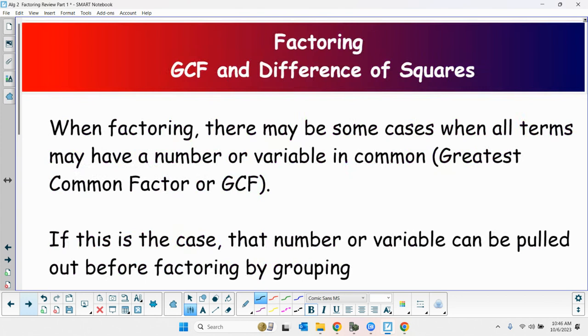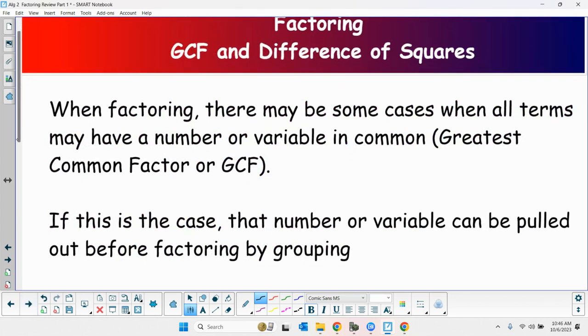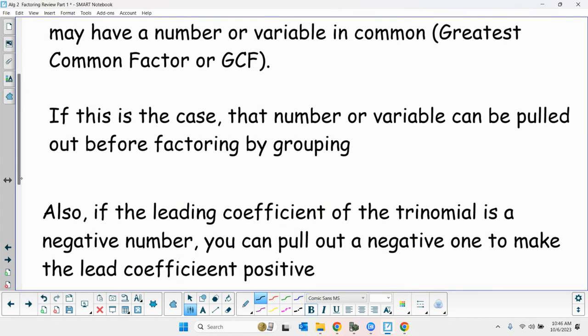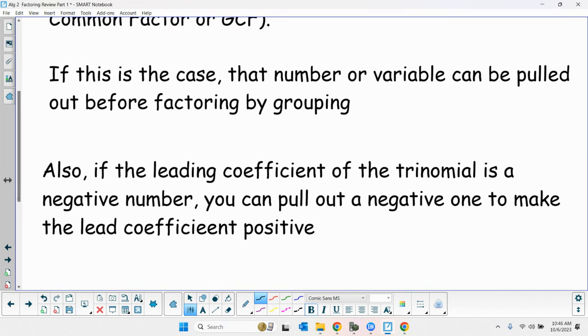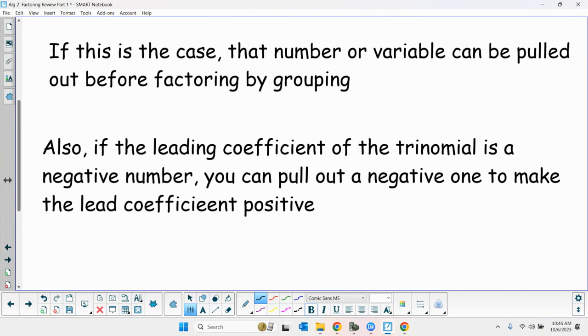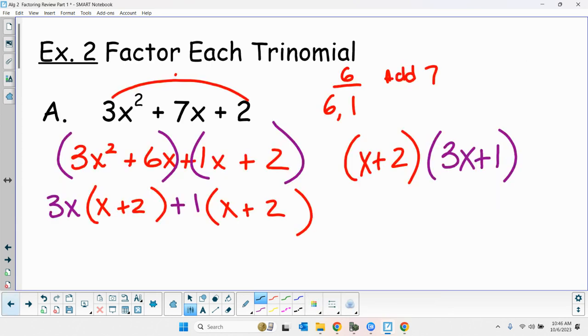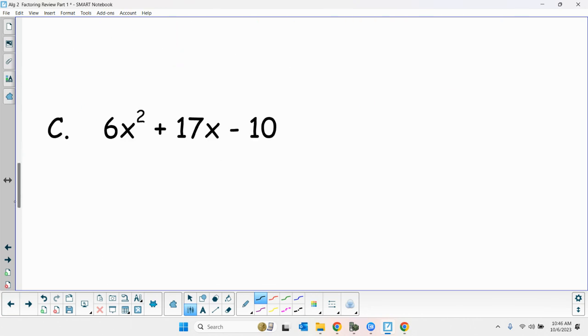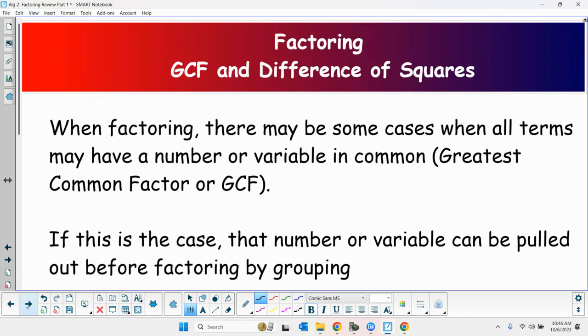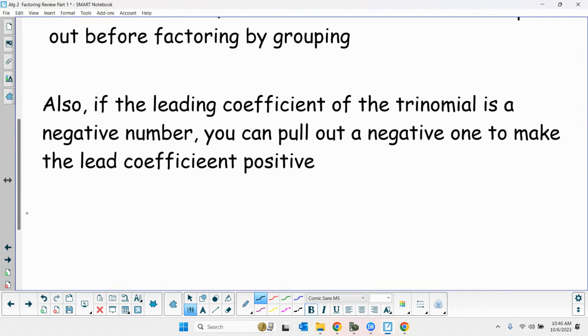All right, we've already been talking about GCF, the greatest common factor. It says if this is the case, that number or variable can be pulled out before factoring by grouping. Or whatever else. It could be anything. It could be a difference of squares after we pull out the GCF. So it doesn't have to be grouping. Also, the leading coefficient of the trinomial is that first one. That one's a 3. This one's 3 also. We didn't do this one, but that's a 6.